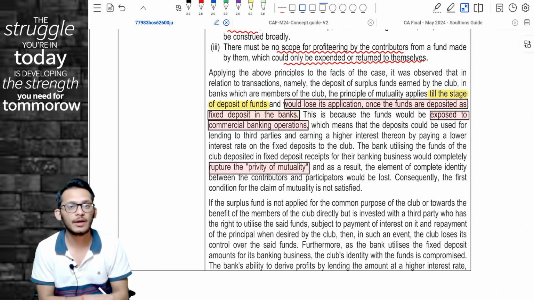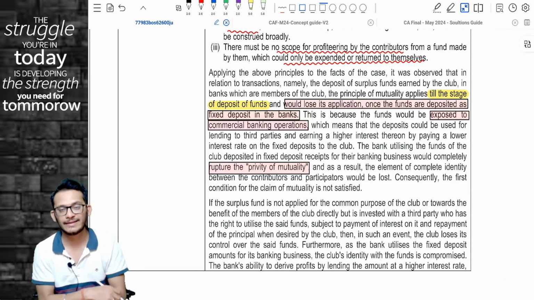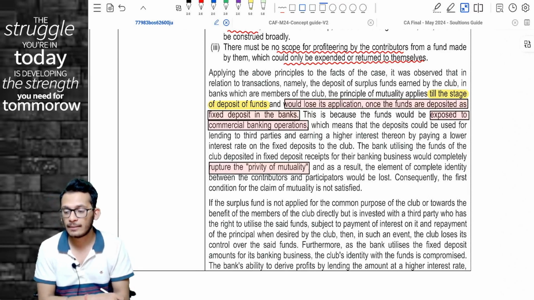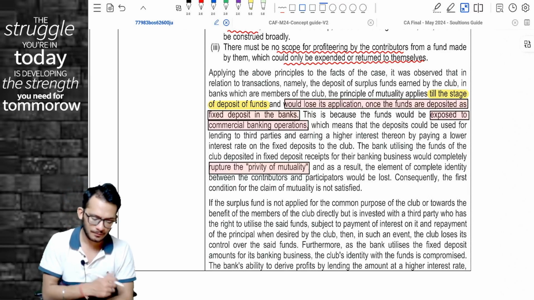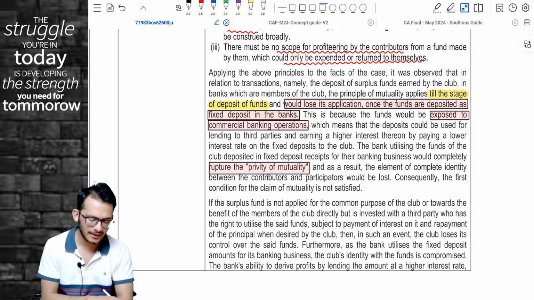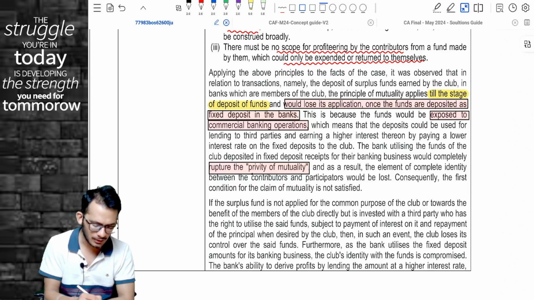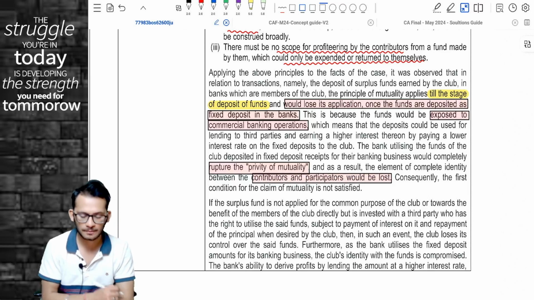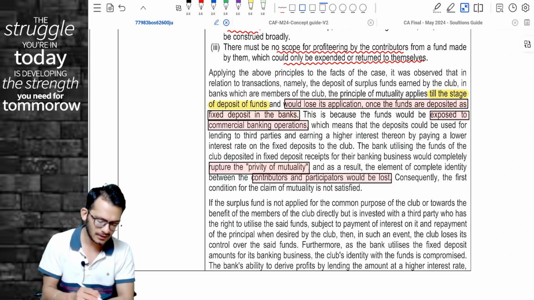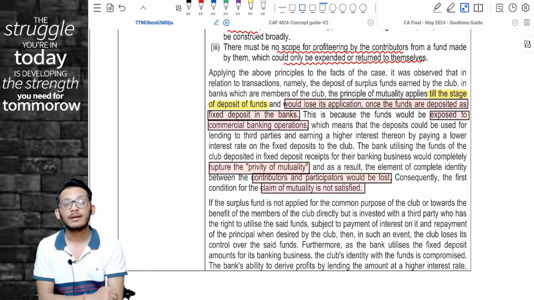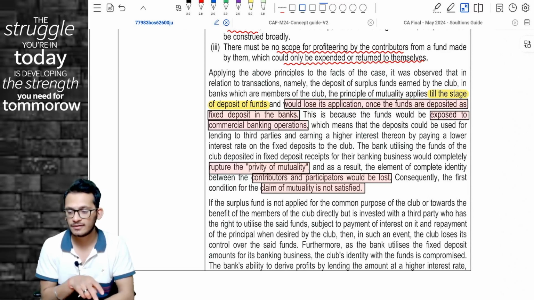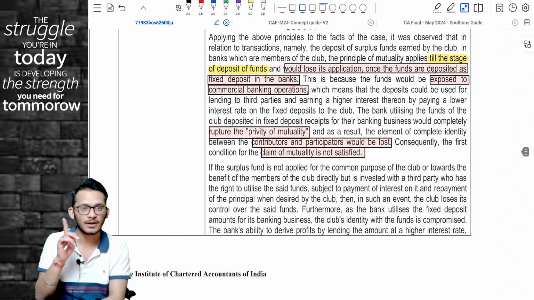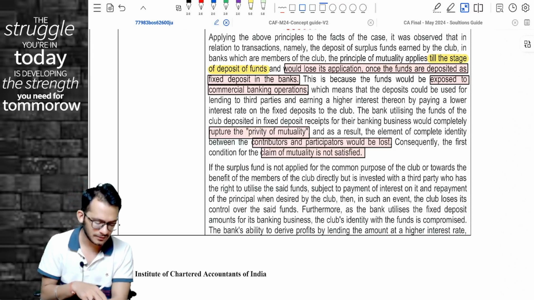The money which they are holding is now not in the capacity as a club member, but more in a commercial capacity, and therefore this will ruin the principle of mutuality. As a result, the element of complete identity between the contributor and the participator would be lost. Consequently, the first condition of the mutuality claim is not satisfied. Since the complete clarity between the contributor and the participator is lost, they have lost the identity of mutuality, and therefore condition number 1 is failed to be achieved.